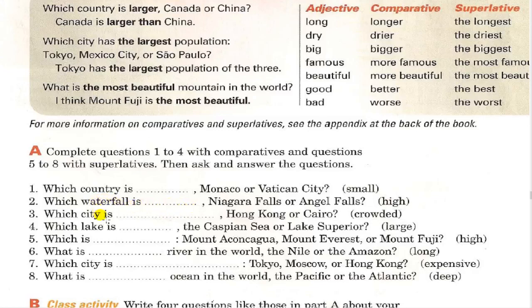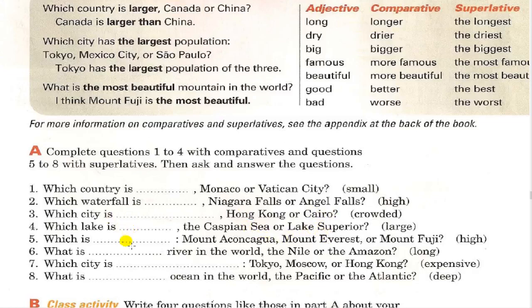3. Which city is Hong Kong or Cairo? Crowded. Which city is more crowded? Hong Kong or Cairo? Number 3, more crowded. 4. Which lake is the Caspian Sea or Lake Superior? Which lake is larger? The Caspian Sea or Lake Superior?